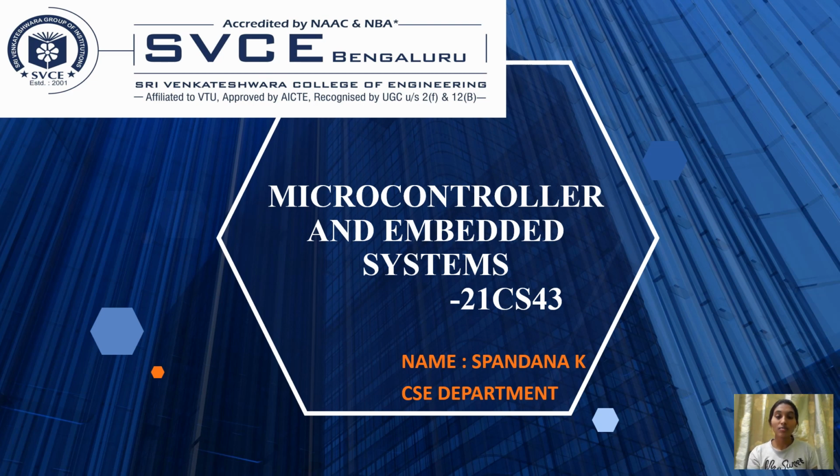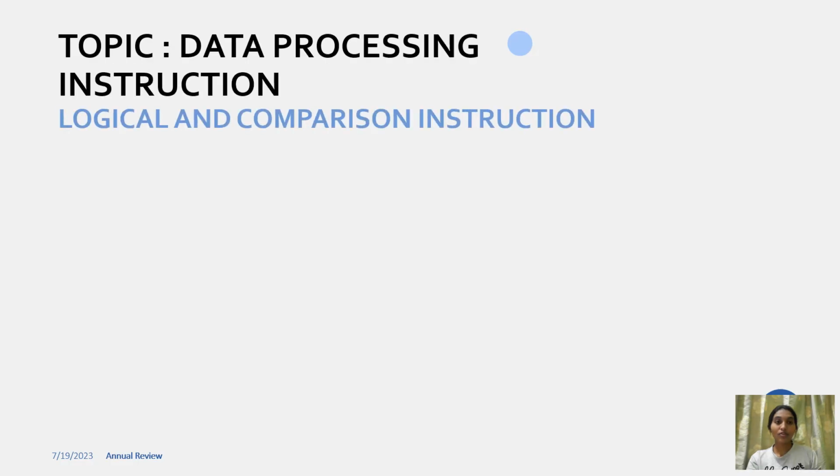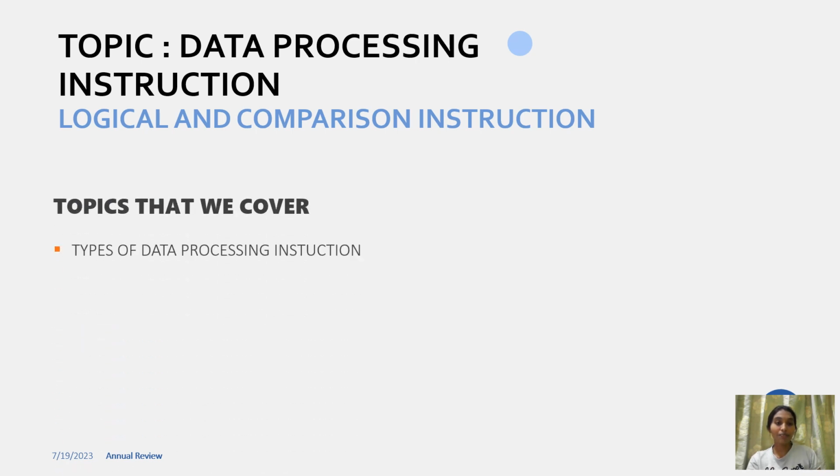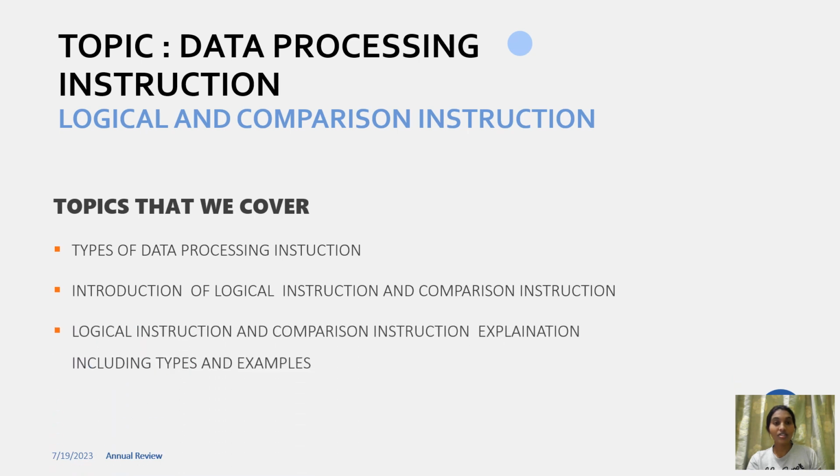Today we are going to discuss this subject, that is microcontroller and embedded system. The subject code is 21CS43. Now let's get into the topic. The topic that we are going to discuss today is data processing instruction. There are different types of data processing instruction. In that we are going to discuss logical and comparison instruction. Topics that we are going to cover are types of data processing instruction, introduction of logical instruction and comparison instruction, and logical instruction and comparison instruction explanation including types and examples.